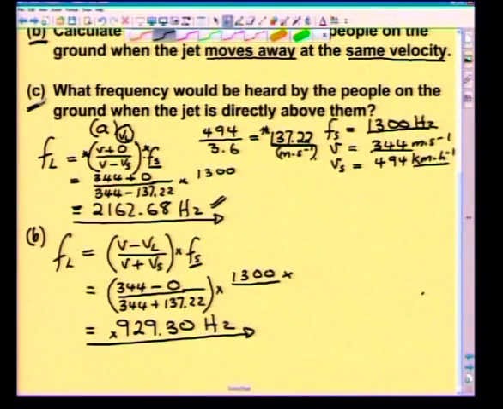But I've got one sub-question again based on this. And this needs your thinking. And I would perhaps expect you to think a little bit before I give you the answer. Let's have a look at it. Question C says, what frequency would be heard by the people on the ground when the jet is directly above them? Now, that's a key statement, directly above them.